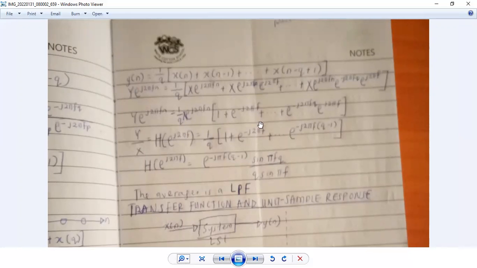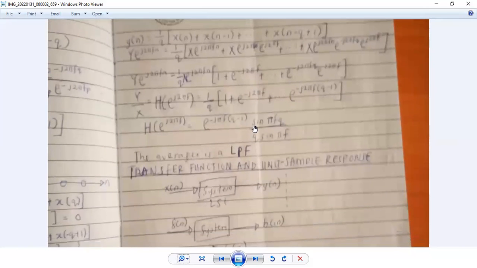We collect like terms, we separate the input from the output, then we get this transfer function. It turns out that this transfer function here is a sinc function, and we know that a sinc function is a low pass filter. So this filter is a low pass filter, because the transfer function we generated when we converted it to the frequency domain is a sinc, and a sinc is low pass. So this is a low pass filter.